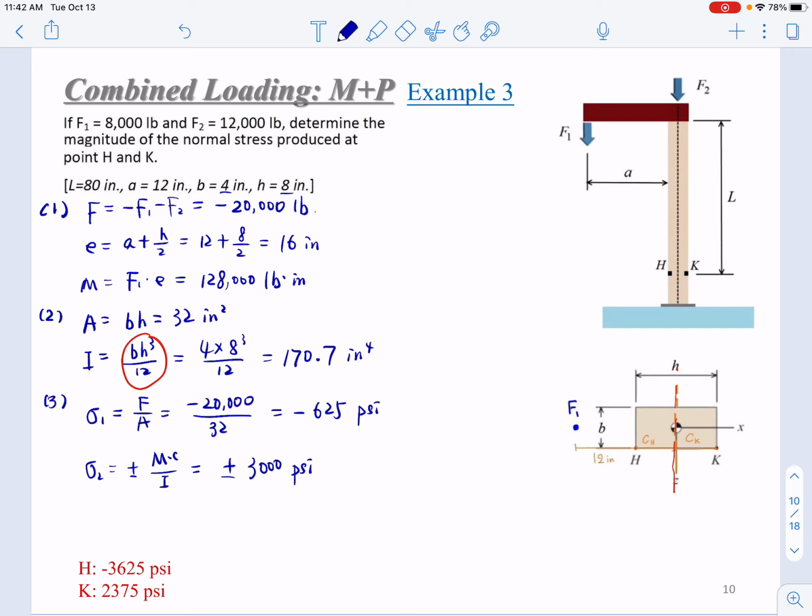Just on which side is compressive, on which side is tensile. Okay, the bending moment is in this way. So at point H, this section will tend to be bended in this way. So on point H, it will be in compression. On point K, it will be in tension.